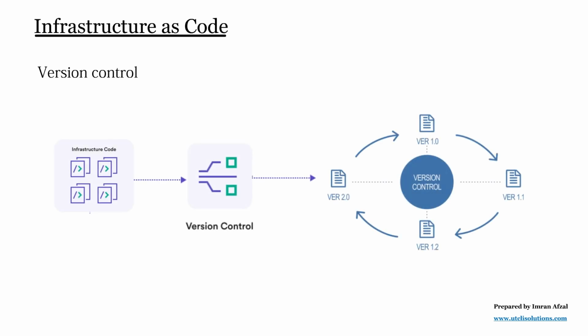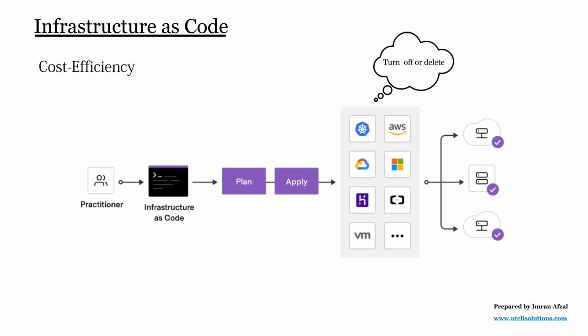Then we have version control. As code is stored in version control systems, changes can easily be tracked, and you can easily go back to a previous setup when needed. And the last one is cost efficiency. It is cost efficient because you can turn off and delete the resources when they are not needed. That in return saves you money on cloud services and hardware that are not in use.